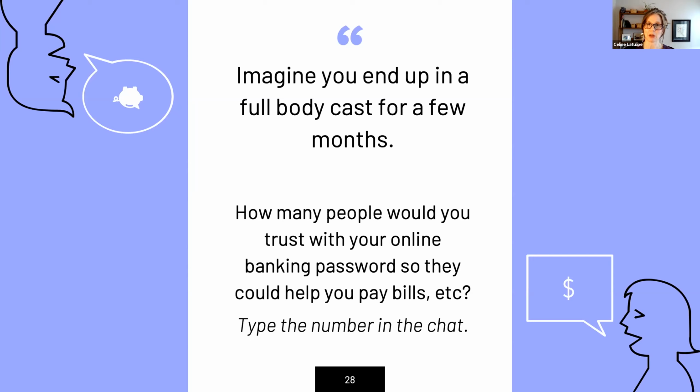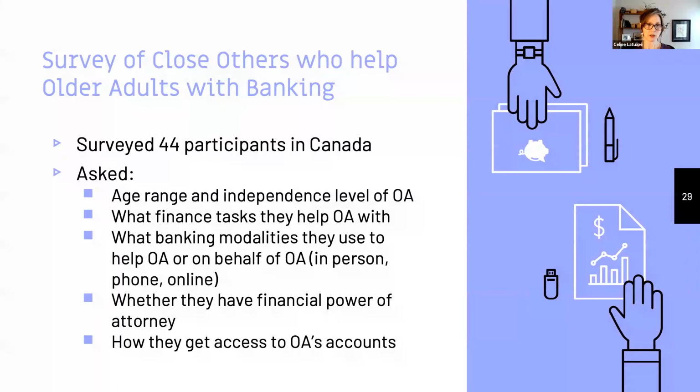If you don't have somebody who you really trust, you might end up sharing your password with somebody who you don't necessarily really trust. So what we did was we surveyed participants, we surveyed people who help older adults. So we weren't surveying the older adults themselves, we were surveying people who said that they helped older adults with banking. We asked them about the age range and independence level of the older adult that they helped.